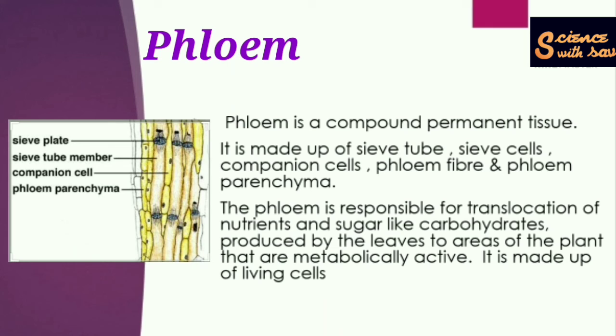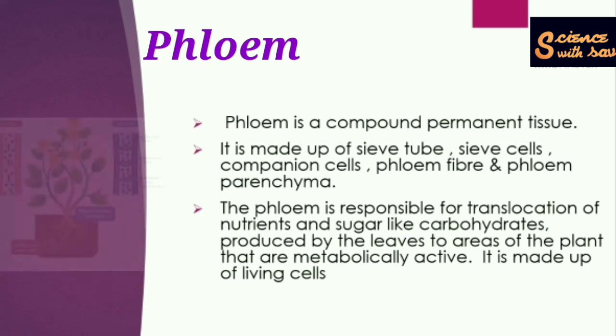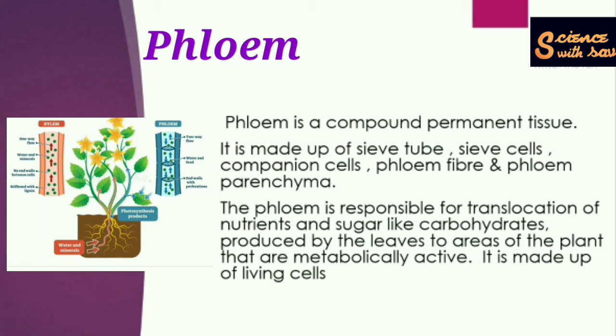Now the sieve tube and the sieve cells of the phloem make channels, and they also make a column of network like the xylem which moves from the leaves to all parts of the plant. And this phloem is responsible for the translocation of nutrients and sugars like carbohydrates which are produced in the leaves by photosynthesis to all parts of the plant where this food and carbohydrate is either used up or stored.